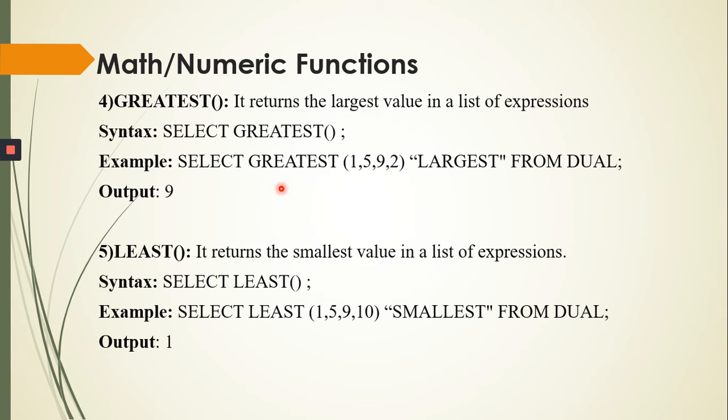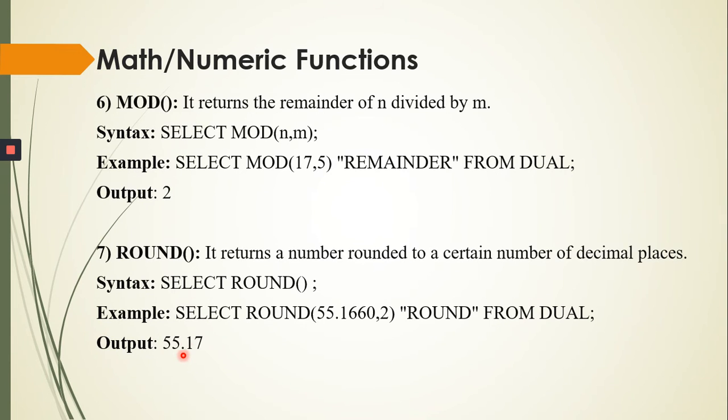Now next is greatest. It gives the largest value from the list of expressions. For example, select greatest of 1, 5, 9, 2 from dual. The output will be 9. Next is least. It returns the smallest value in the list of expressions. For example, select least of 1, 5, 9, 10 from dual, and it will give the output 1.